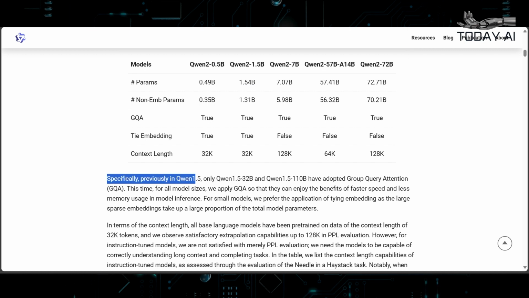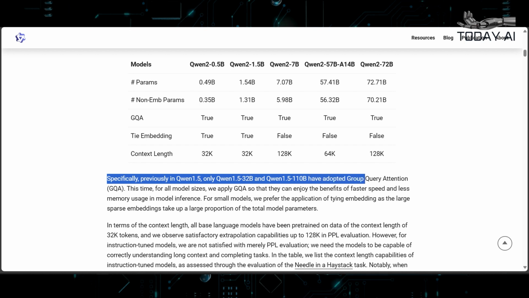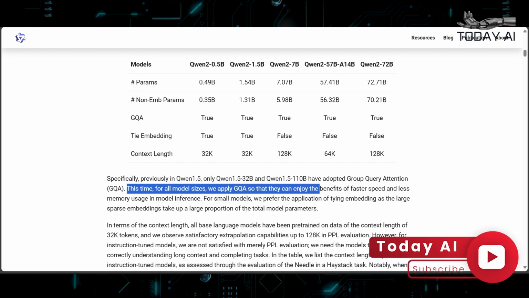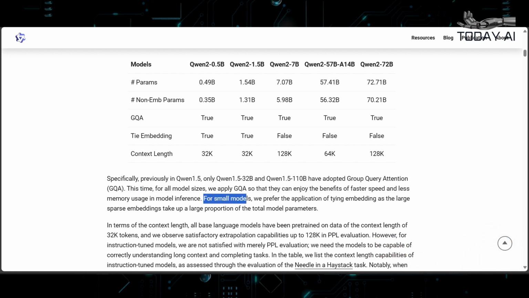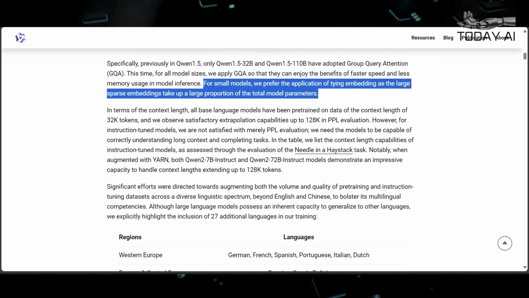Specifically, previously in Qwen 1.5, only Qwen 1.5-32b and Qwen 1.5-110b have adopted Group Query Attention, GQA. This time, for all model sizes, we apply GQA so that they can enjoy the benefits of faster speed and less memory usage in model inference. For small models, we prefer the application of tying embedding as the large sparse embeddings take up a large proportion of the total model parameters.